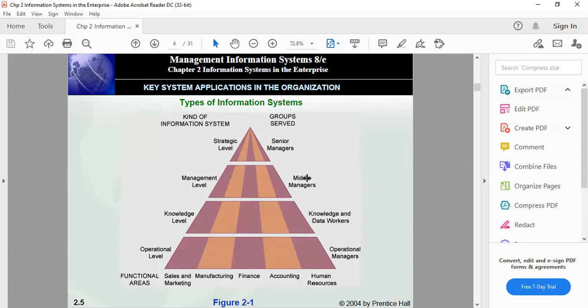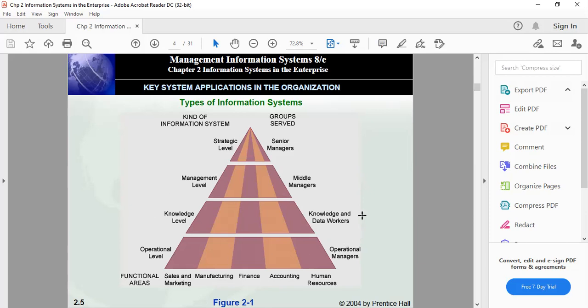Next, for the types of information systems, we have here the different levels, the functional areas per department, and the groups that are served. If you can notice, let's begin with the kind of information system. It starts from the operational level, so day-to-day business. And then we have the operational managers doing such. Managers will, of course, be supervising the work of the rank and file employees at the bottom. So they constitute the operational level.